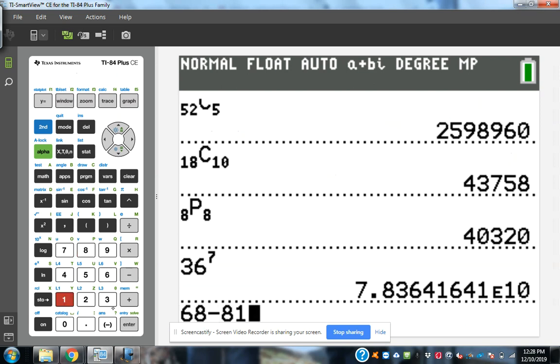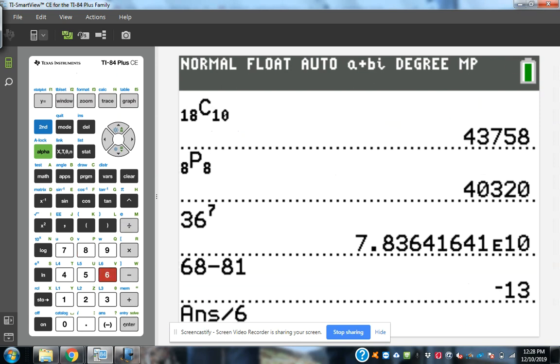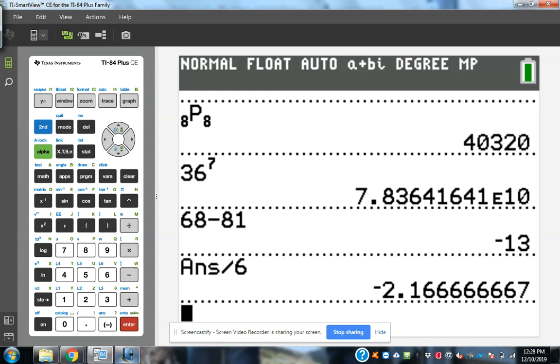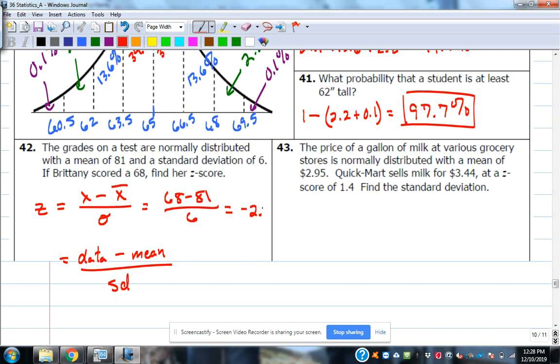68 minus 81 divided by 6. We'll round to 2 decimal places. So that'd be a negative 2.17. Is that to the left or to the right of the mean? Left, because it's negative, right? A z-score is going to be negative if the score is less than the mean. Now, what you can do with that is you can compare how far she was away from the mean.